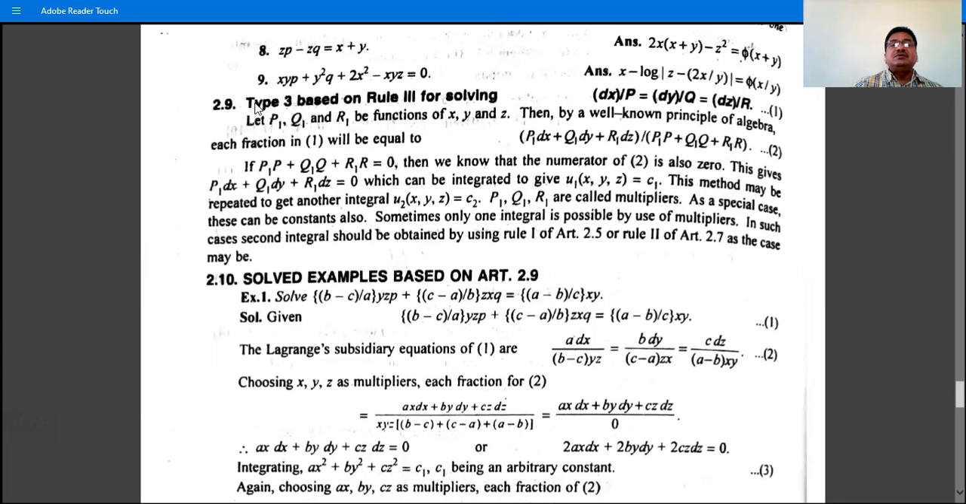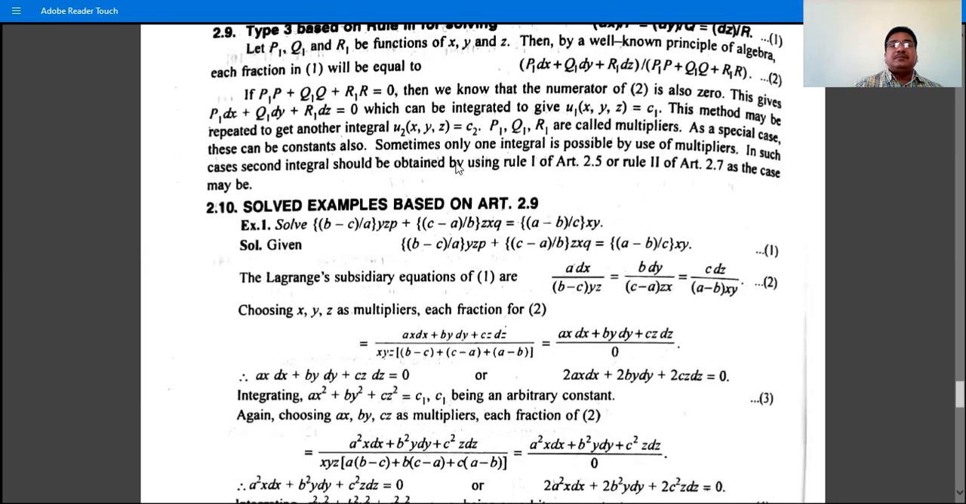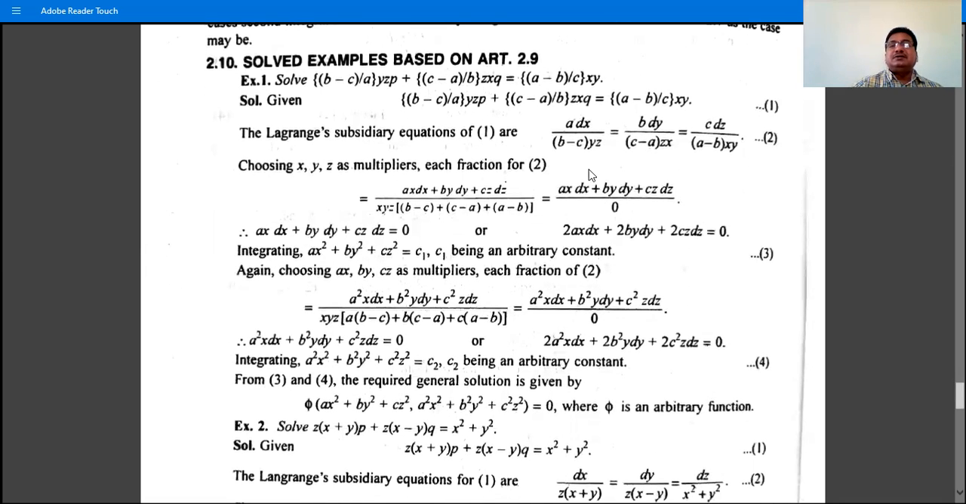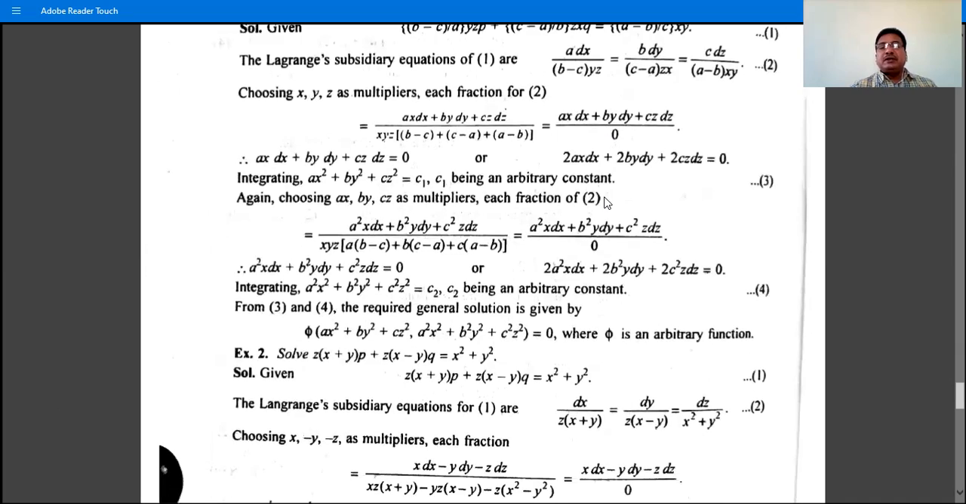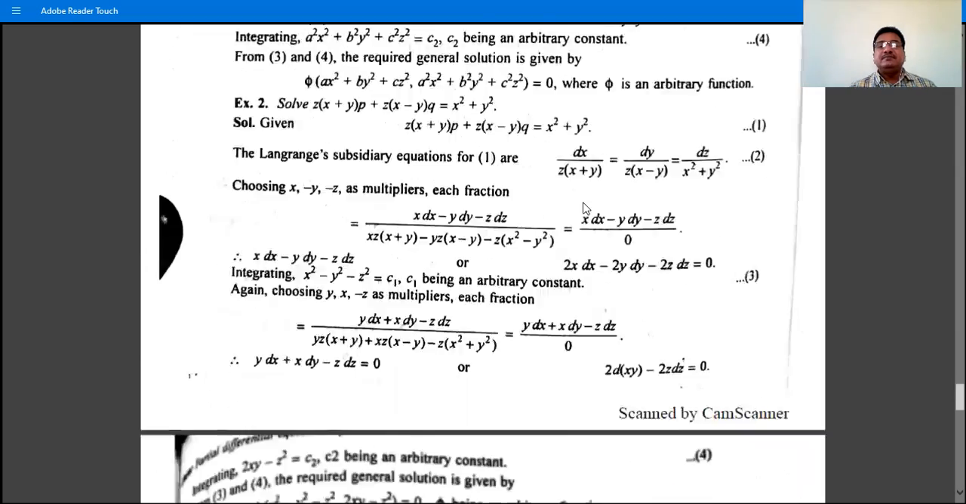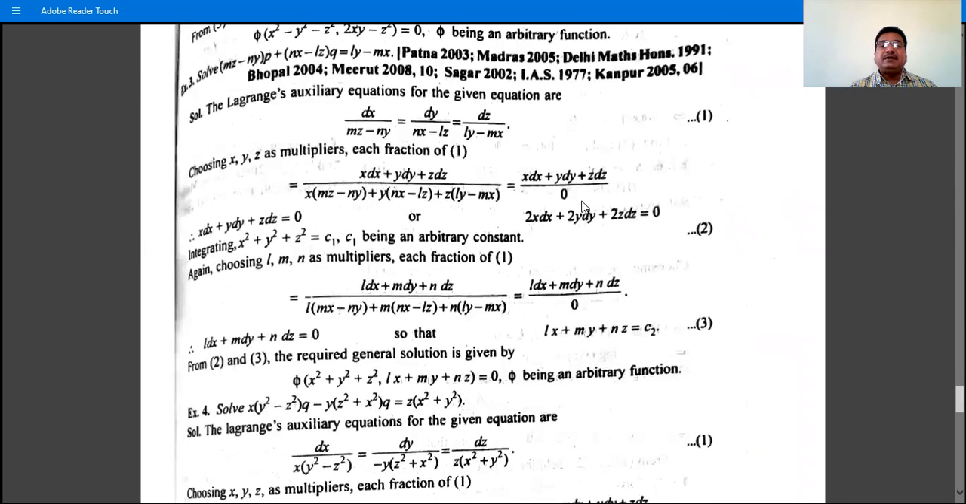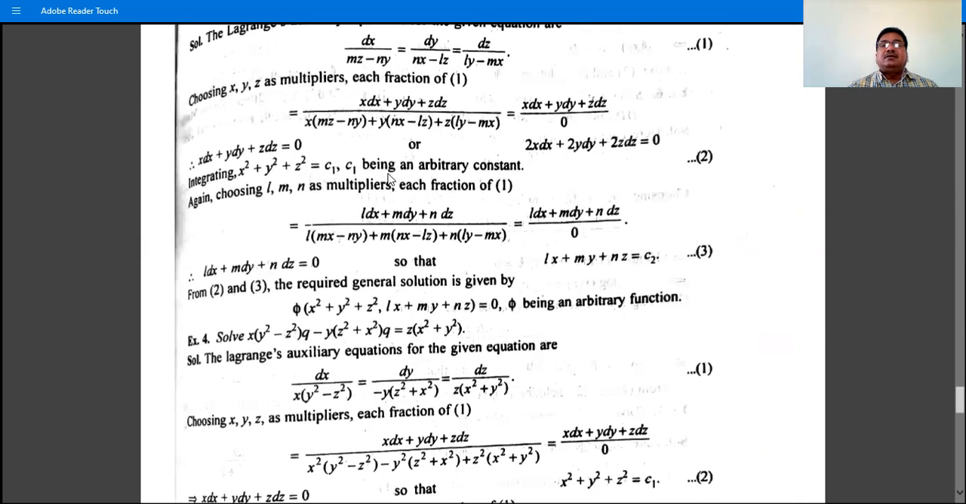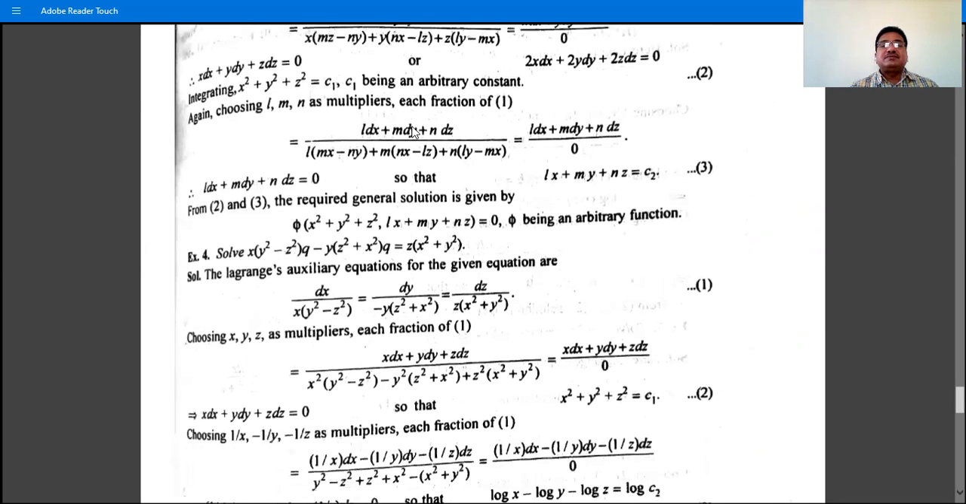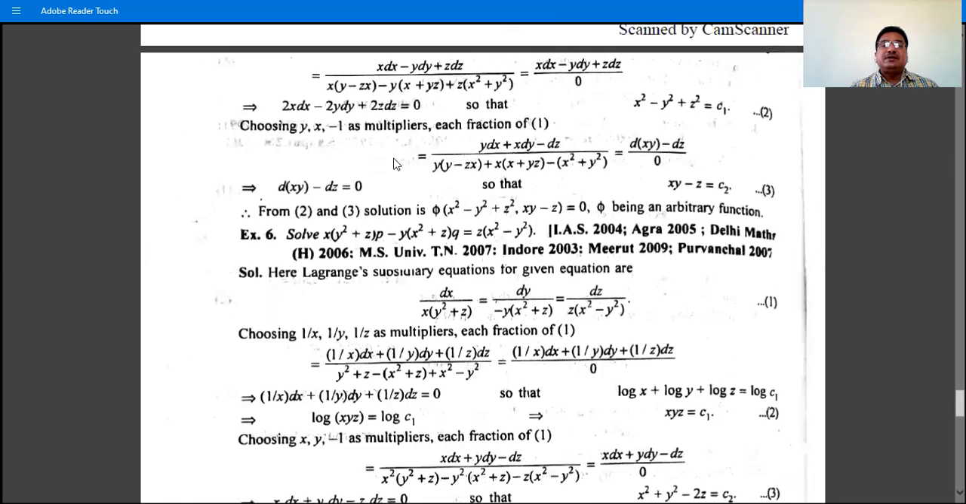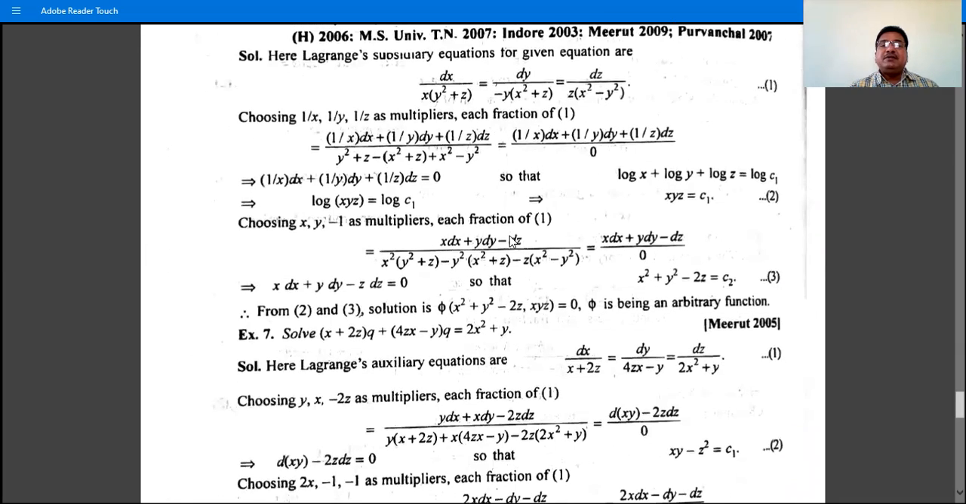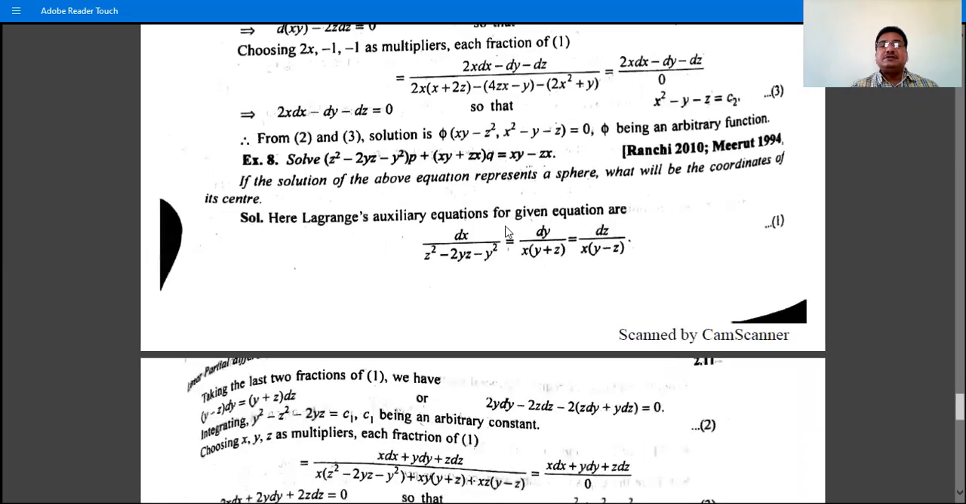Actually these are rules: type 1, type 2, type 3, rule-based. These are the rules for finding the general solution of the differential equation of the type dx by P, dy by Q, dz by R. You know that there are two basic methods to find the general solution of dx by P, dy by Q, dz by R. That is, by considering two ratios or by choosing multipliers. So these are the problems of the actual type dx by P, dy by Q, dz by R. That depends on the type.